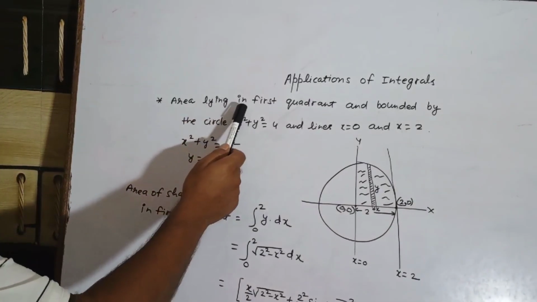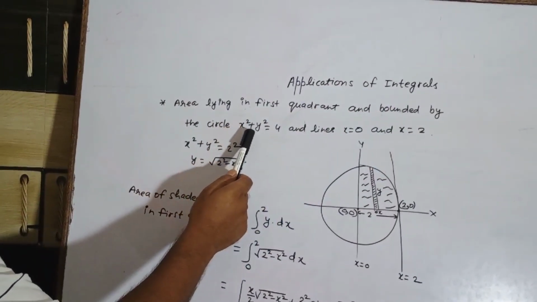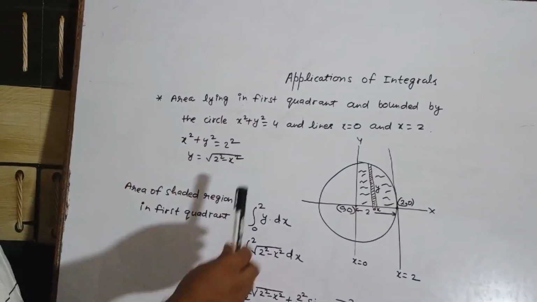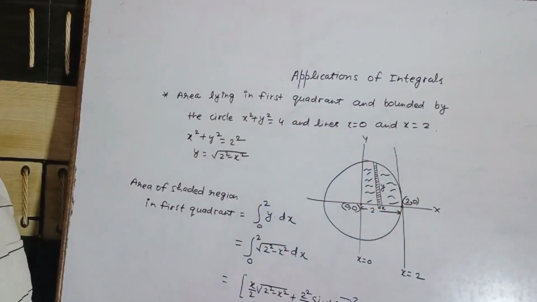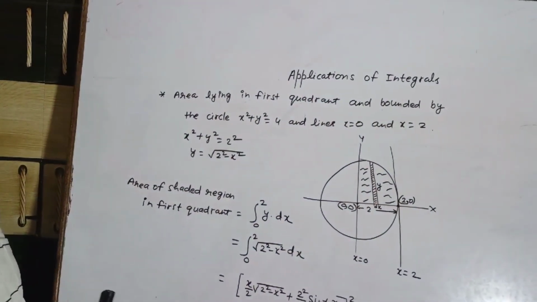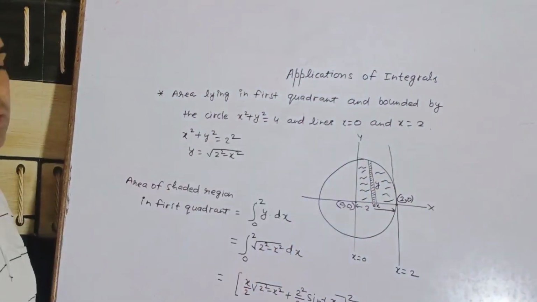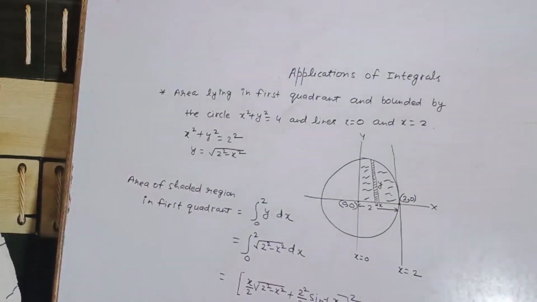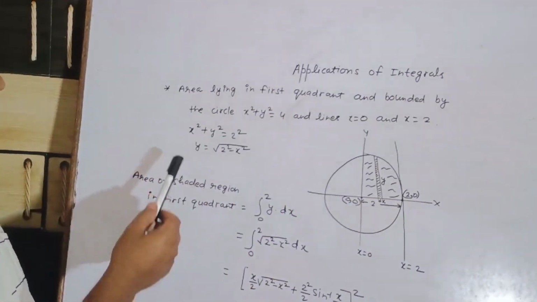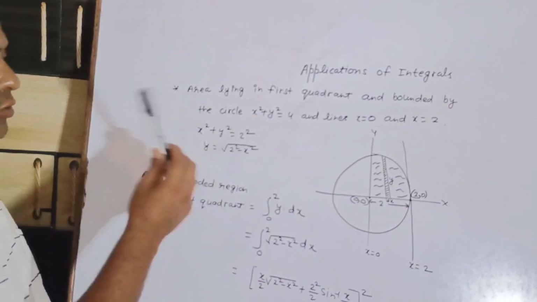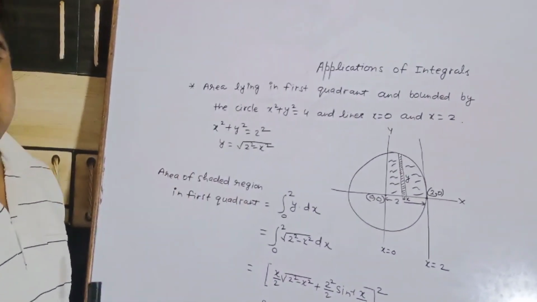Area lying in first quadrant and bounded by the circle x square plus y square equals to 4 and lines x equals to 0 and x equals to 2. Students, we have to find area bounded by the circle and x equals to 0 and x equals to 2 in first quadrant. We have equation x square plus y square equals to 4, means you can write it x square plus y square equals to 2 square. The value of y will be square root of 2 square minus x square.